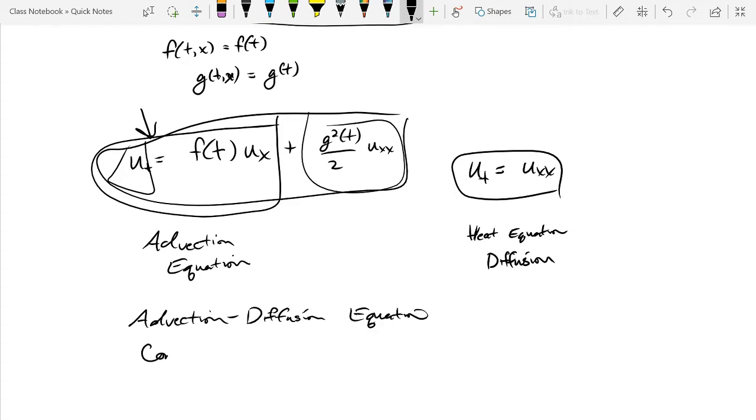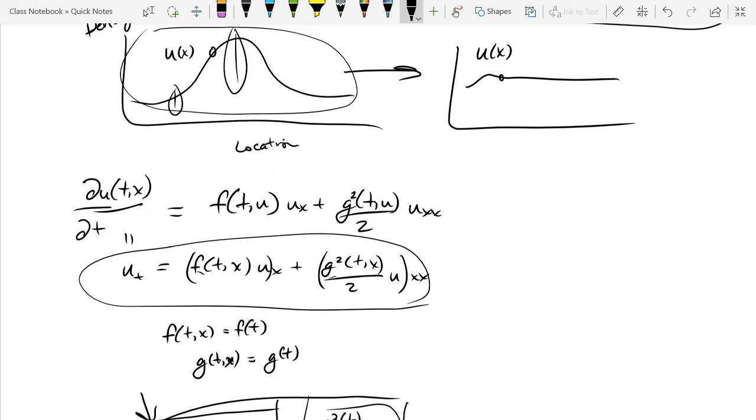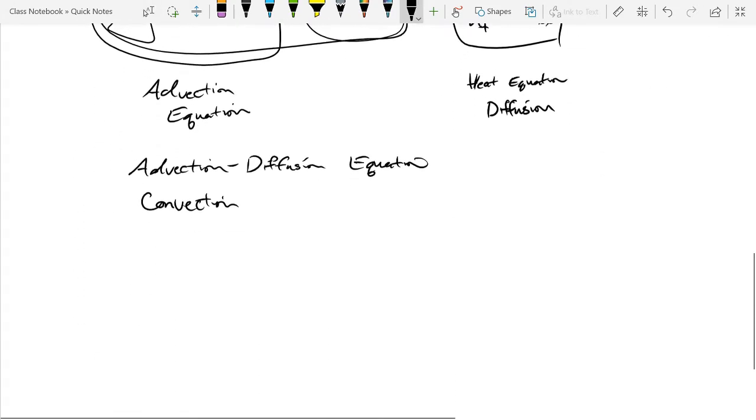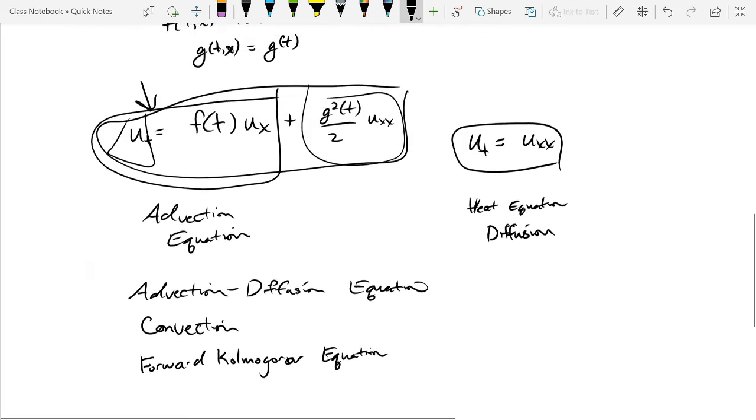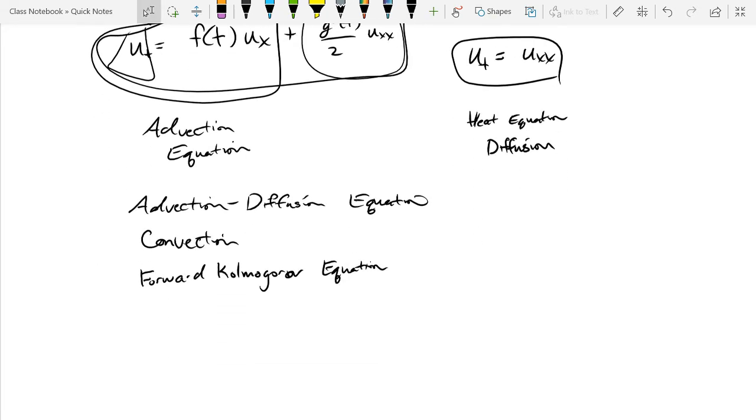The convection-diffusion equation. Now its relation to this being actually from a stochastic differential equation is called the forward Kolmogorov equation. Right, so that's saying that probabilities of an SDE evolve like this, same equation. And then you also will see in physics literature that this is the Fokker-Planck equation.